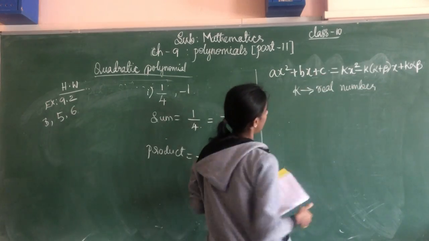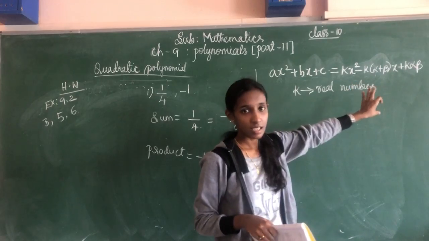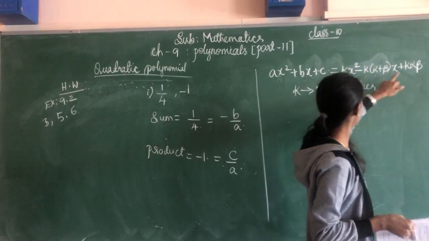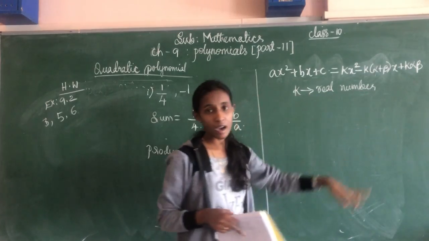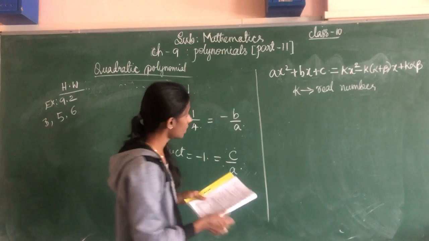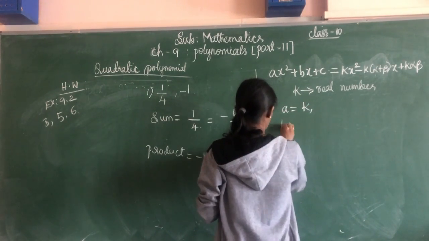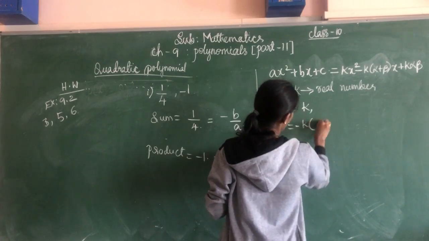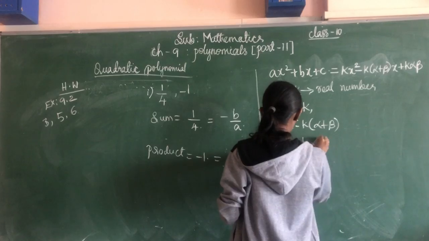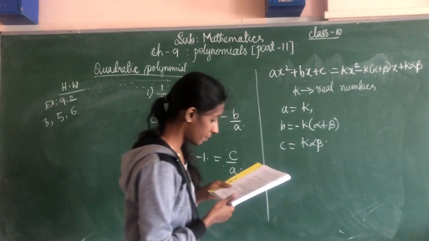This is the same as this. If you observe, what is the value of a? It is just k. What about b? It is minus k into alpha plus beta. What about c? It is k alpha beta. From this, a is k, b is minus of k into alpha plus beta, and c is equal to k into alpha beta.